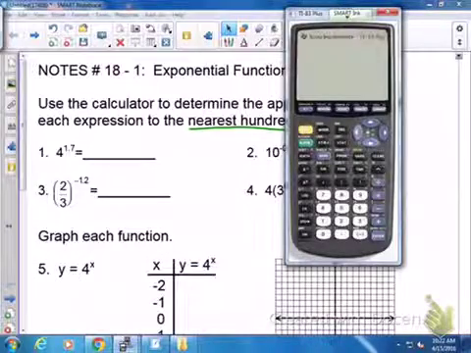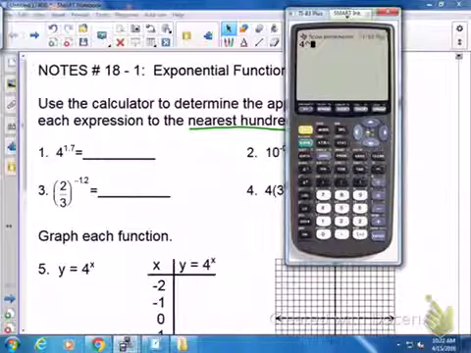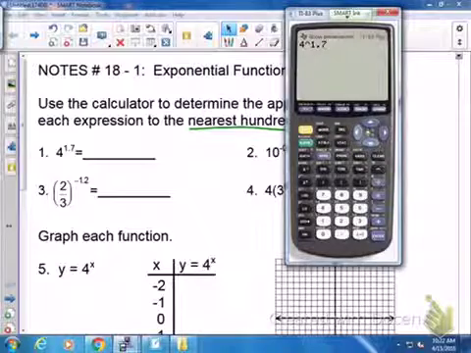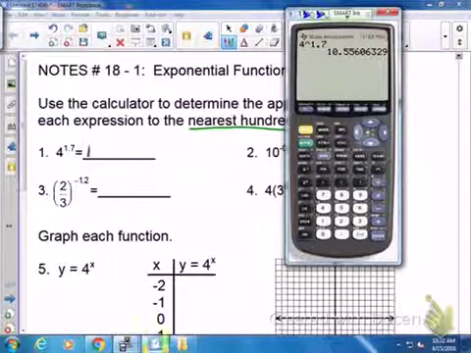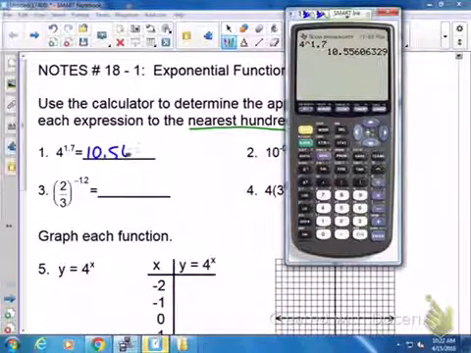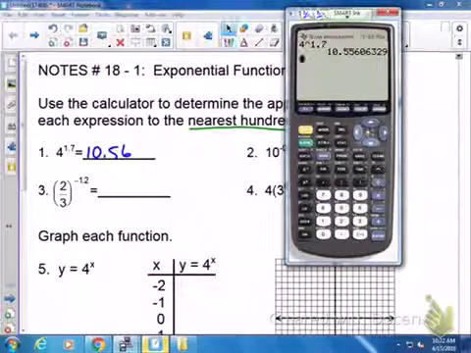So this first one, I'm just going to put in 4, then the caret button on the right below clear. I'm going to put in 1.7. I'm going to hit enter. It says 10.556. That would be 10.56. Since this 5 is preceded by 6, I rounded it up. Now we can go through the rest of them.